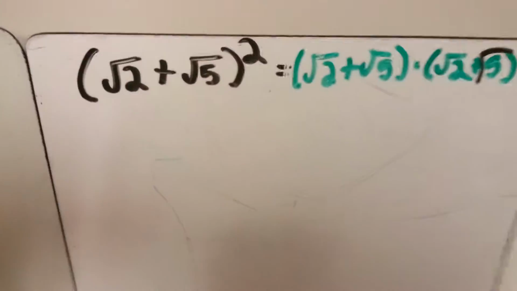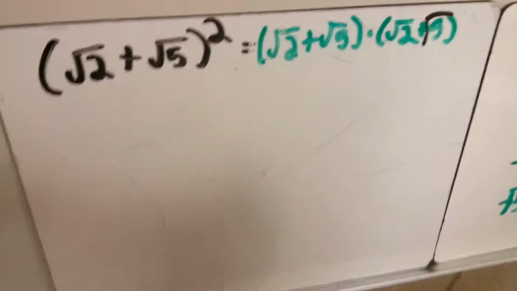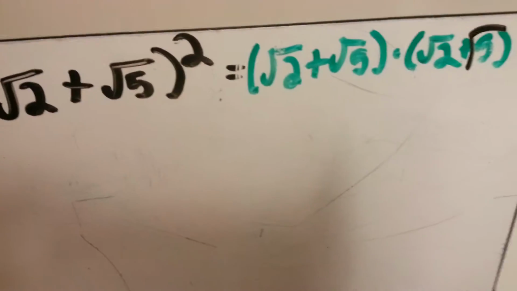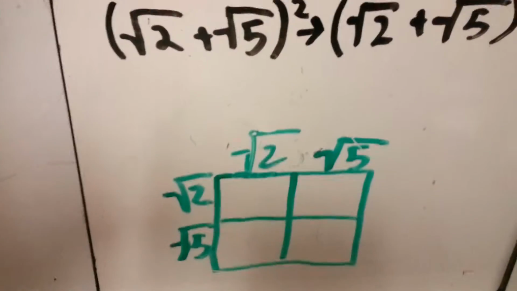We're going to write it in expanded form. Sorry about that black thing over there. So this is going to be the square root of 2 and the square root of 5 times the square root of 2 and the square root of 5. And come over here and use the box method.